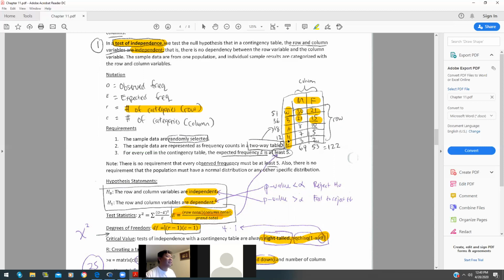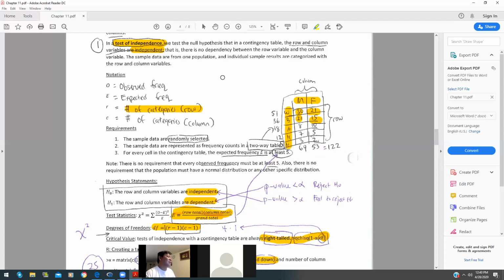I'm looking at the nicotine problem. I'm talking about this one. This is 5 rows, right? And how many columns do we have? 2. So in this case, R is the number of categories in a row, so that means it's 5. C in this case is the number of categories in a column. In this case, it's 2.